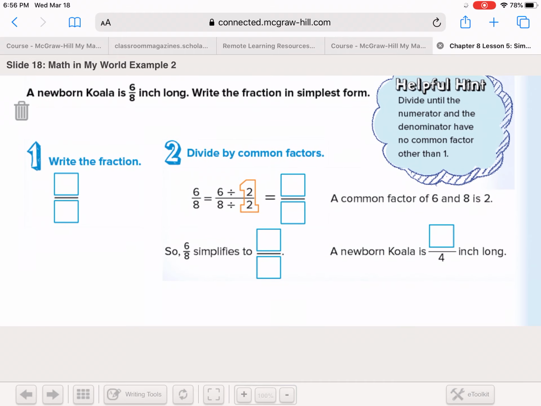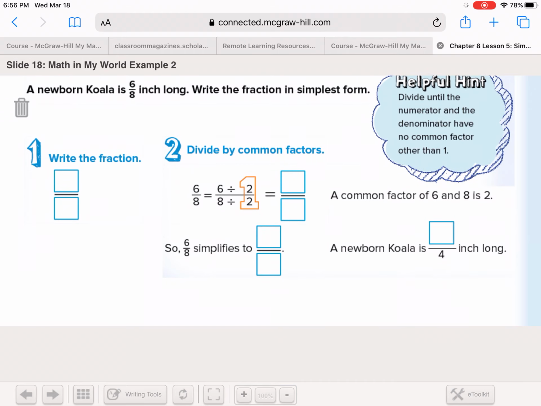A newborn koala is 6/8 inches long. Write the fraction in simplest form. So it says, helpful hint, divide until the numerator and the denominator have no common factor other than 1, which is a prime number. Just use the word prime. All right, we're going to divide by 2.